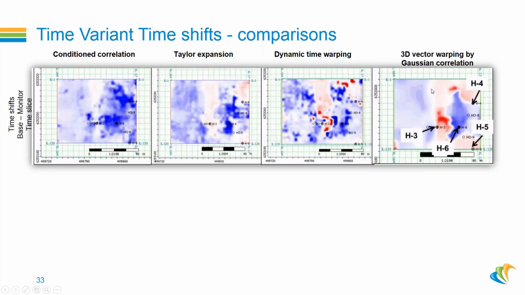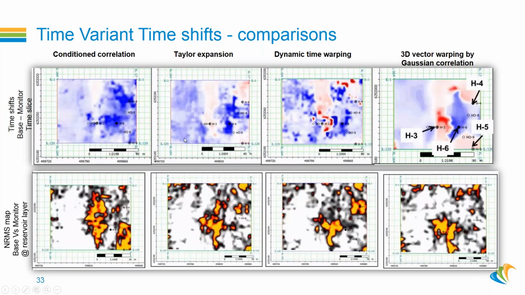We can also compare the NRMS, normalized RMS, of the base versus monitor at the reservoir level layer. So again, comparing these four options, I can say that maybe this is the best correction method that I should use for monitoring the 4D signal in my reservoir.